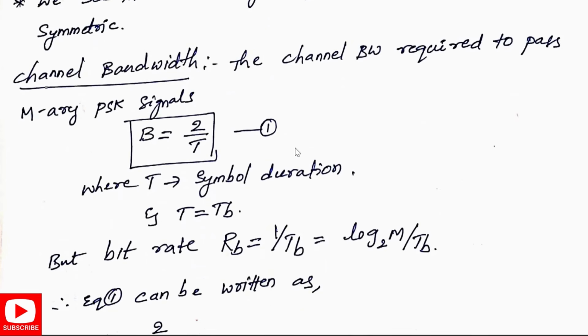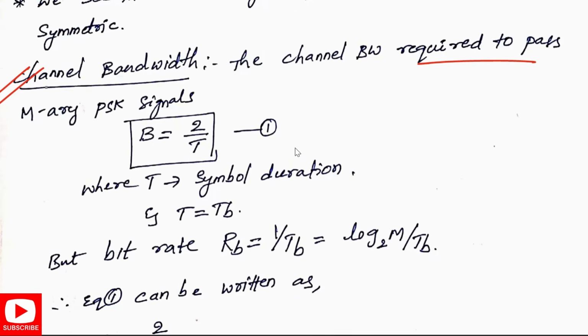Next comes channel bandwidth. This is required to pass the M-ary signal. B is equal to 2 by T. This had been asked in one of the question papers, and M-ary is a very important topic. It has been asked in last year's question paper. You need to define the bandwidth and then tabulate it. So the channel bandwidth required to pass the M-ary PSK signal is given by B is equal to 2 by T, where T is the symbol duration.